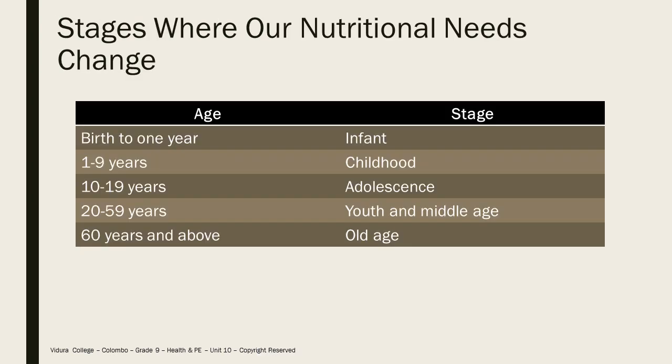There are 5 stages of your lives. From birth to about 1 year, you are considered infants. 1 to 9 years, you are considered children. From 10 to 19 years, you are adolescents. 20 to 59 years, you pass youth and middle age stages. 60 years and above, you are considered elderly people.